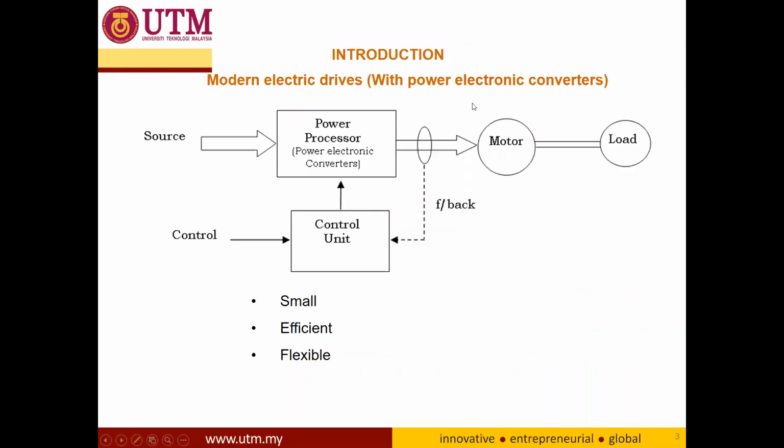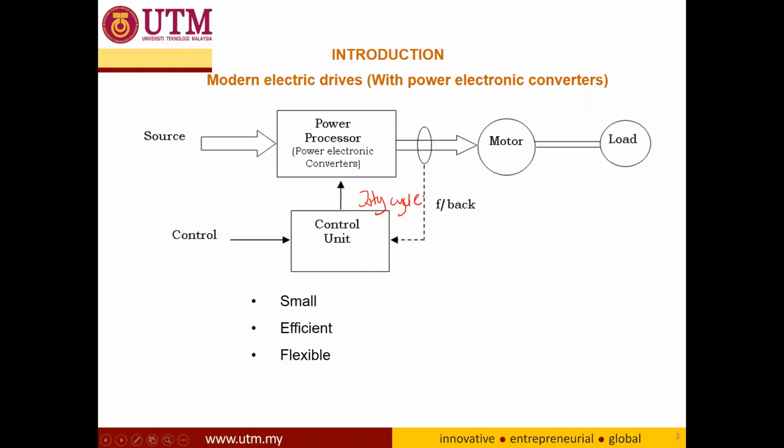So this is the modern electrical DC motor drive. We have this DC source, which is a fixed DC source. We are using power electronics, and the power electronics will produce the voltage and current for the motor. This voltage and current will be fed back to the control unit, and then this control unit will produce the input for this DC-DC converter.